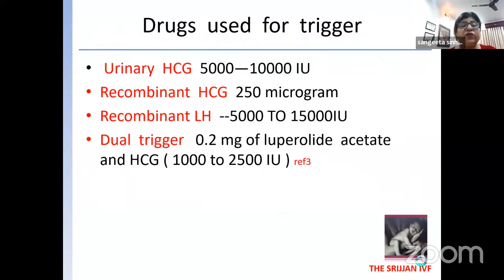So anyone is good. It's not like recombinant is better. Studies say that you can go for urinary or you can go for recombinant. Anyone is very good because basically we need serum LH of 15, and even 2000 international units of HCG can provide that.